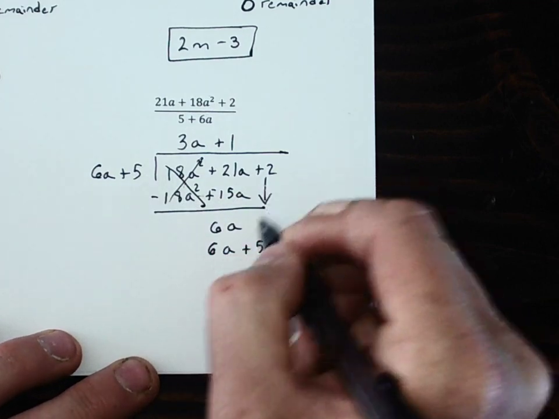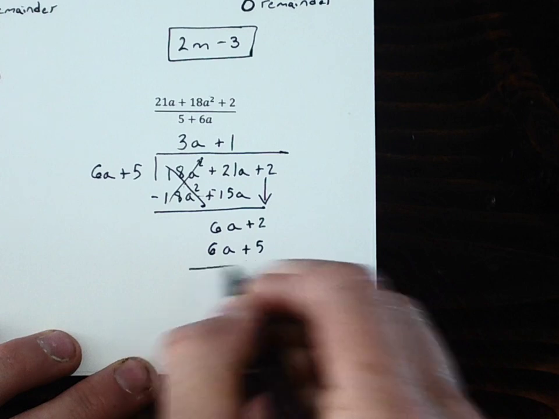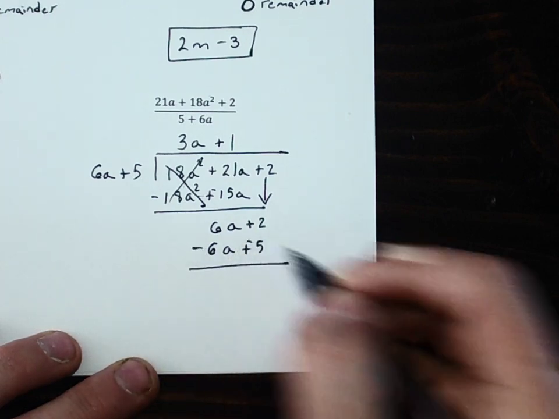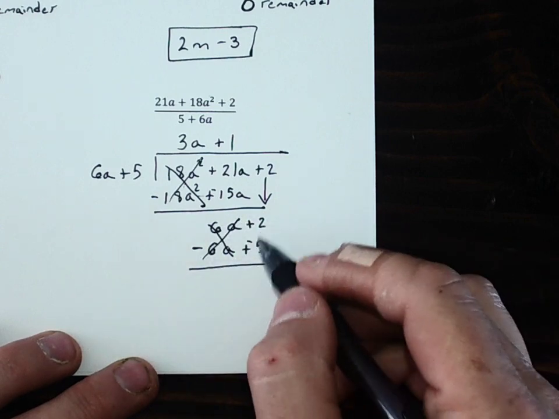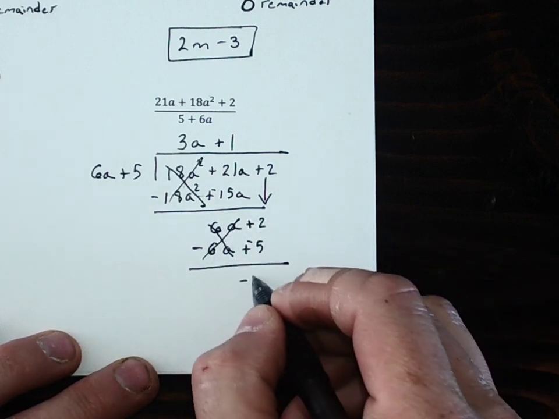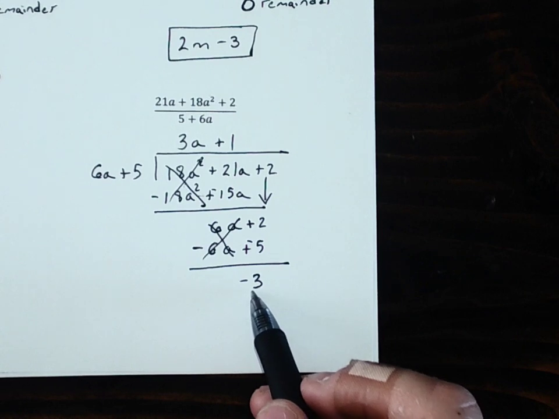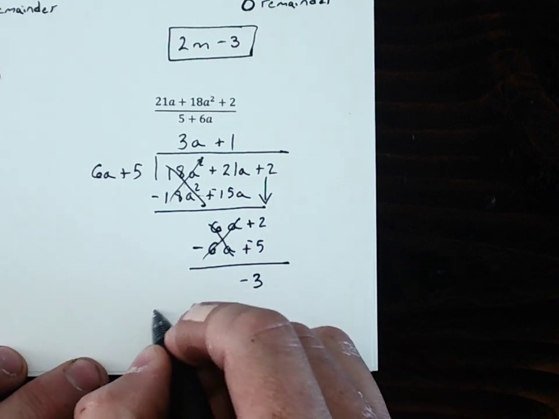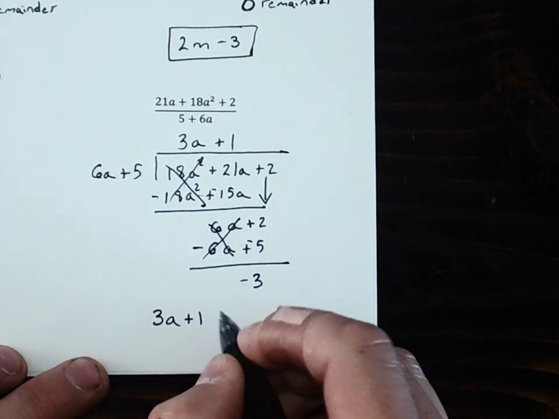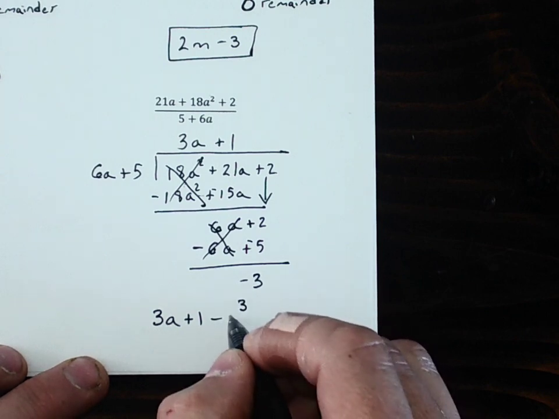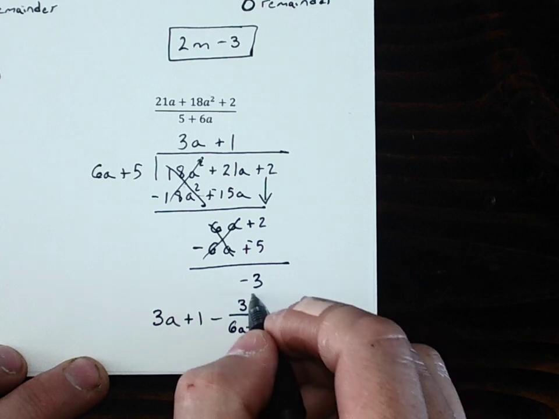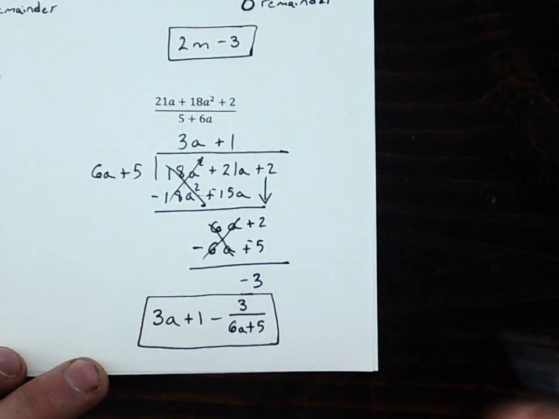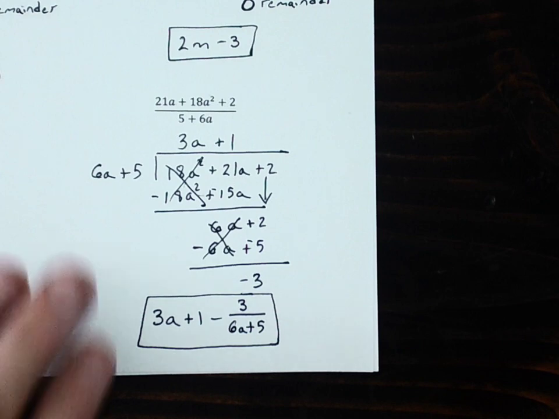Bring down the 2 and subtract both. 6a minus 6a is 0, as it should be. 2 minus 5 is negative 3, my remainder. So the answer is 3a plus 1 minus 3, still being divided by 6a plus 5. And there you go. Dividing polynomials.